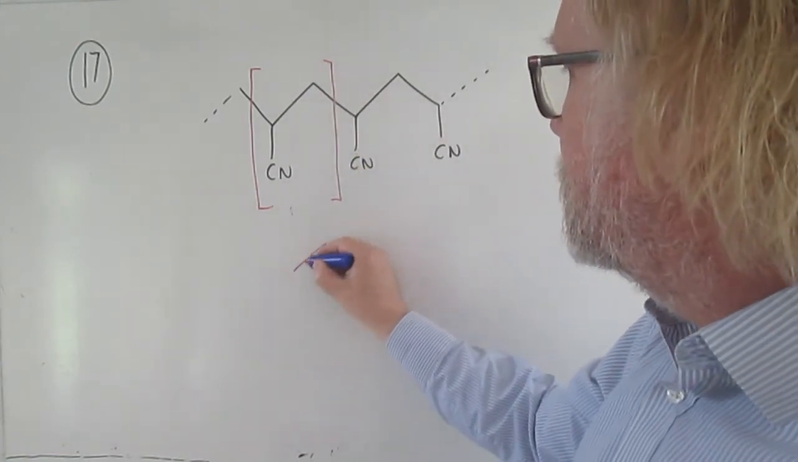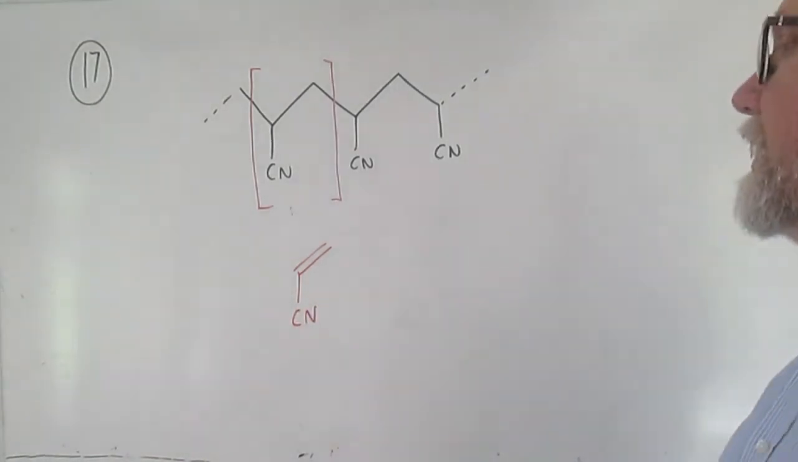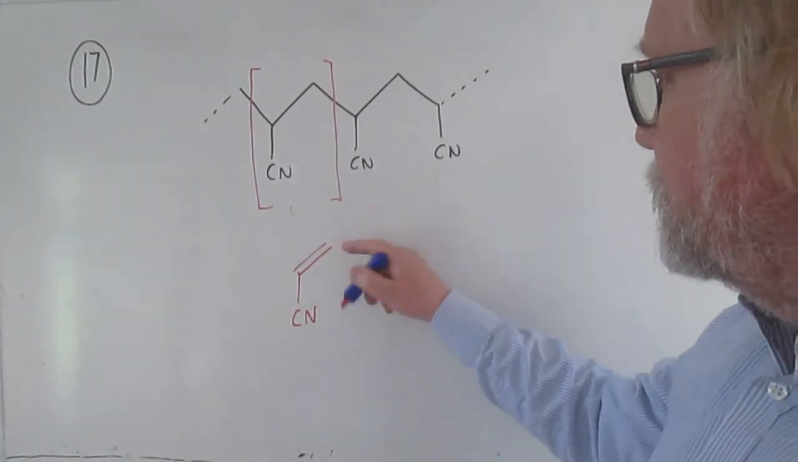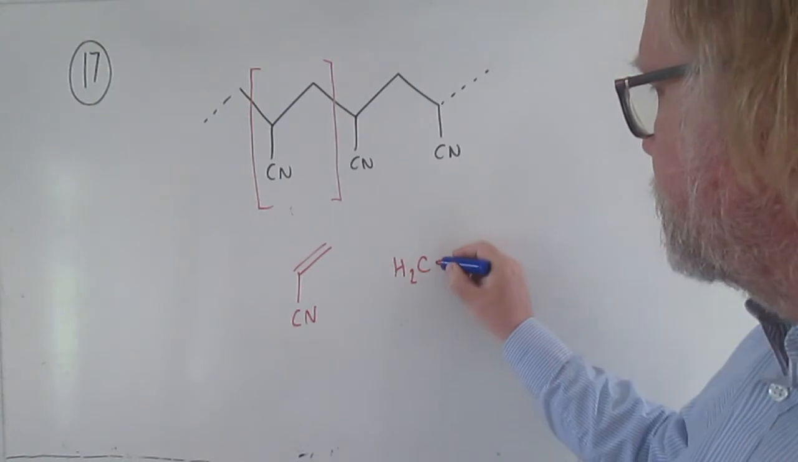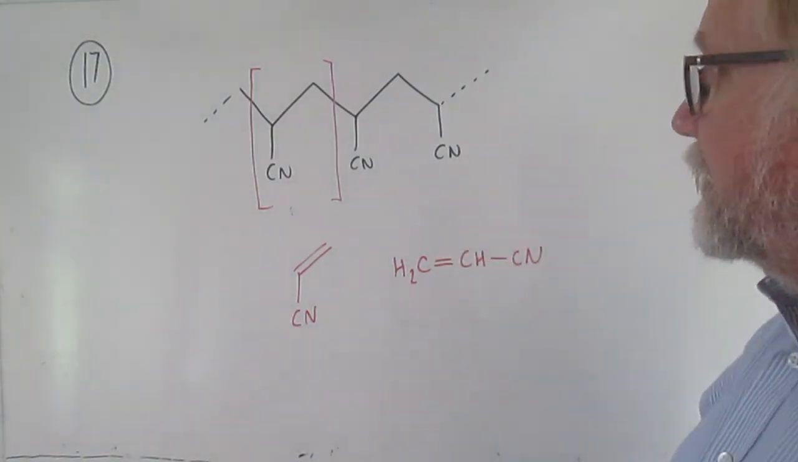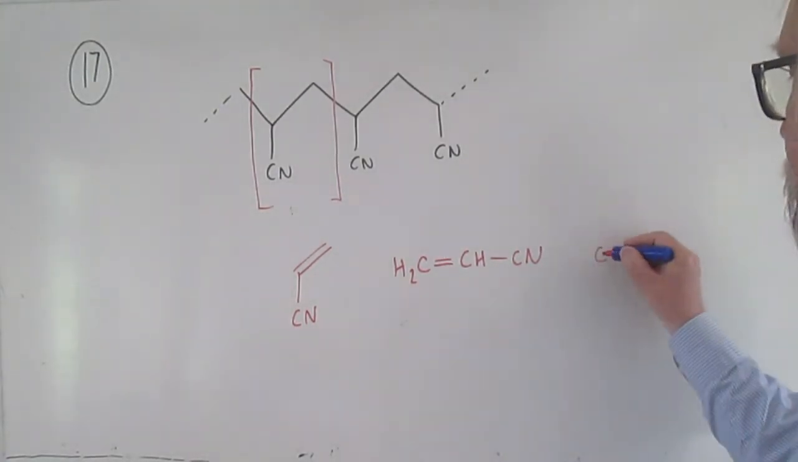So the monomer will be that. And if you translate that into a more explicit formula, we've got CH2 there, CH, CN, which is indeed answer C for that one.